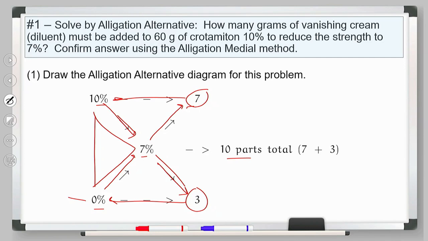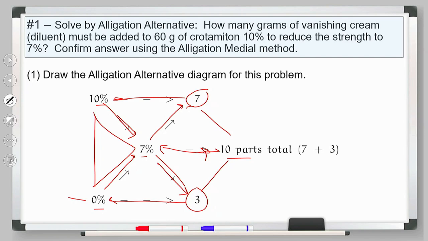All right? The only thing we need to know is, how many parts of 10%? 7 parts. How many 0%? 3 parts. How many parts with the 7%? Our target. How many parts does our target have? The target goes by just adding these numbers up. So what is 7 plus 3? 10. So that means we have 10 parts of our 7%. The 7% number goes with the sum of the two.